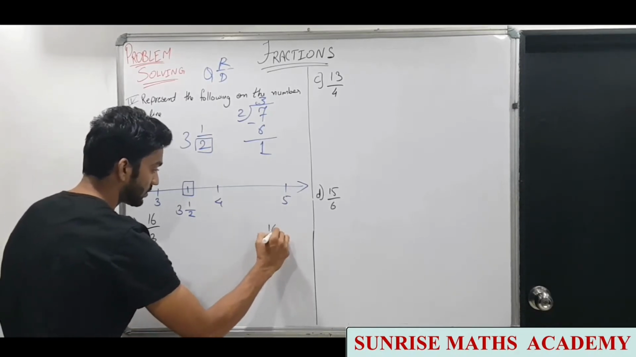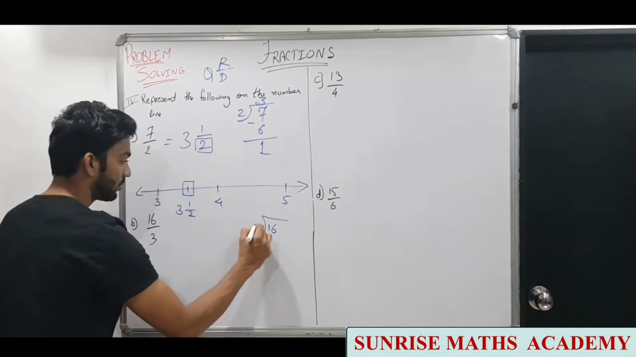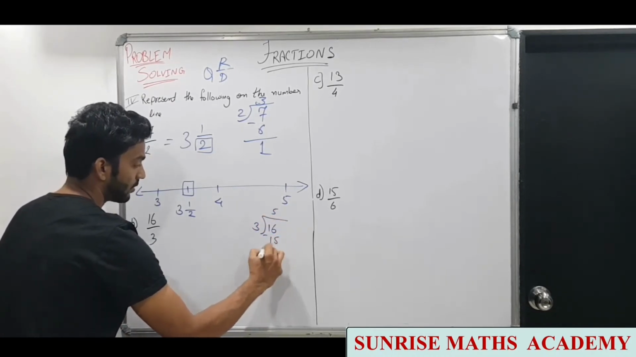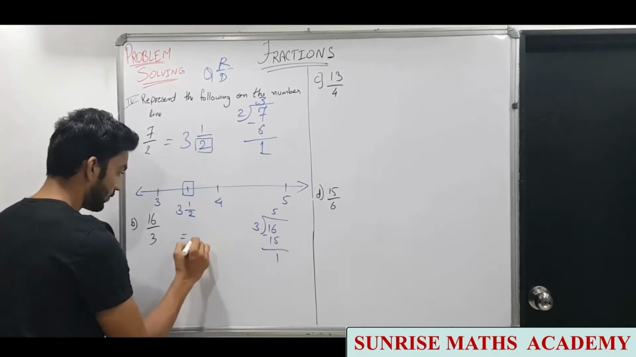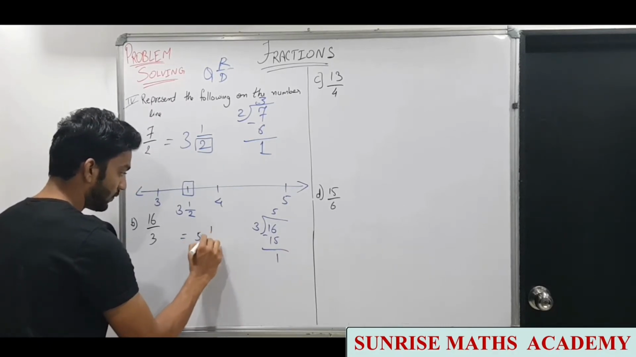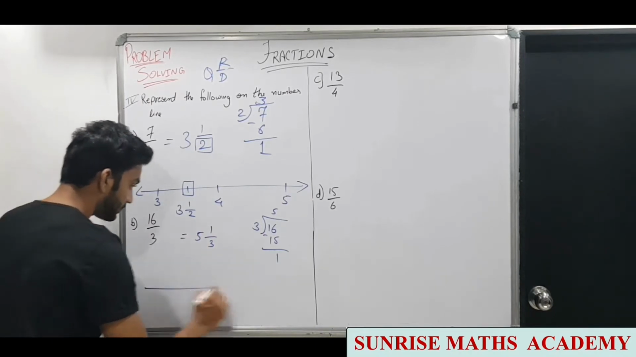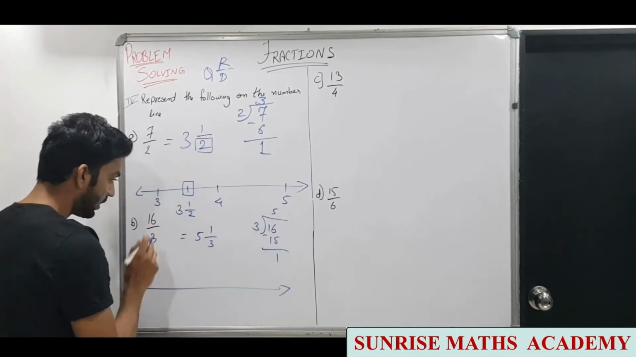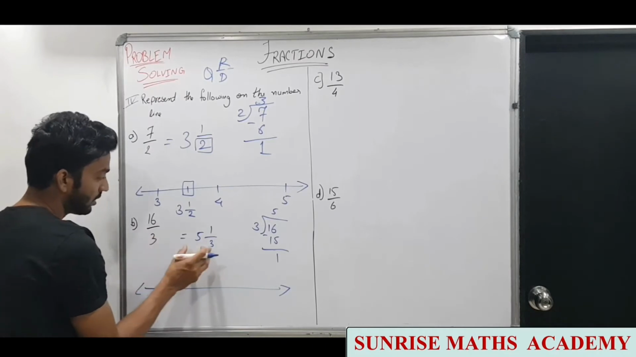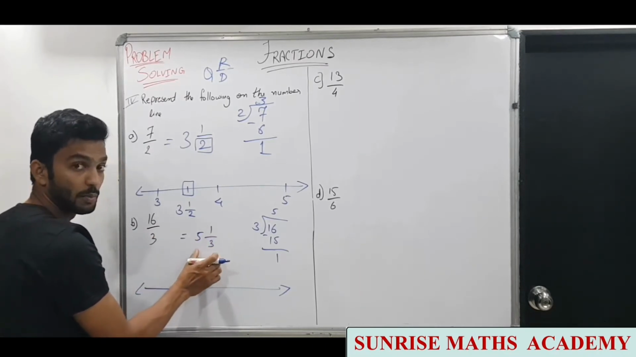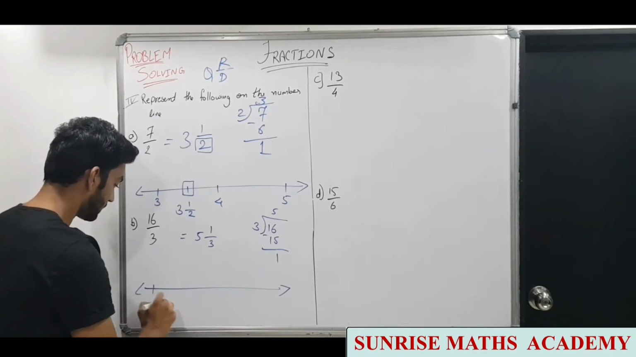Next fraction we have 16 upon 3. So 3 5s is 15, remainder is 1. So we get the fraction 5 1 upon 3, 5 integer 1 upon 3. So the fraction 16 upon 3 as a mixed number is 5 integer 1 upon 3. It will be between 5 and 6.